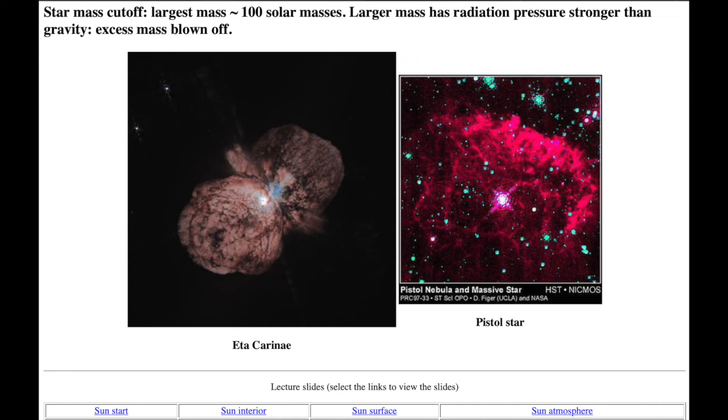Stars with too much mass have so much radiation pressure inside pushing outward on the upper layers that the star is unstable. It blows off the excess mass.